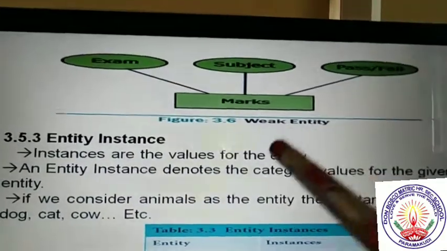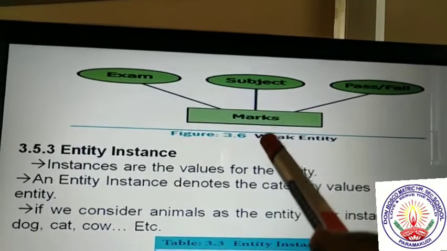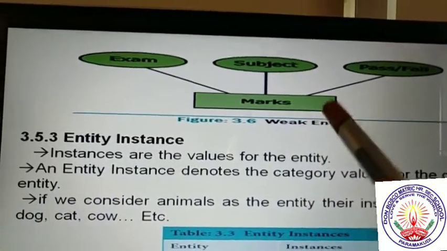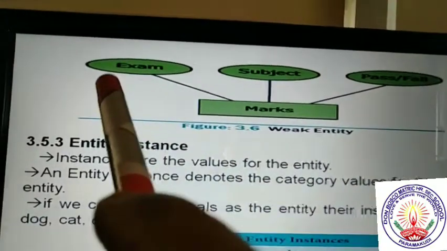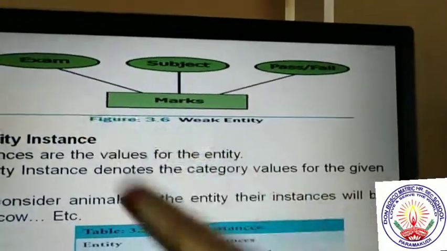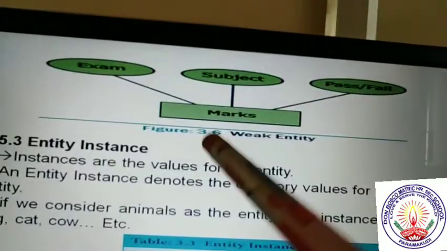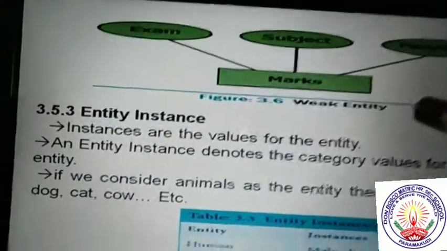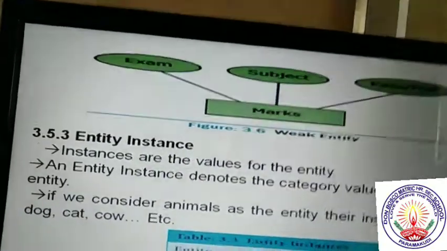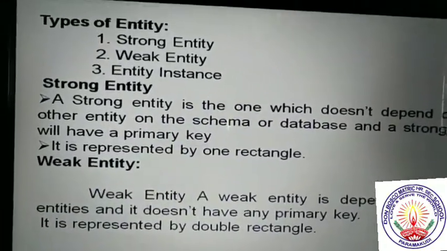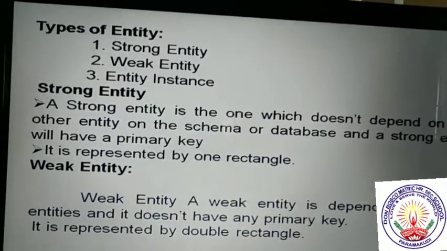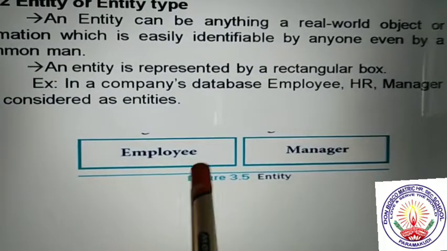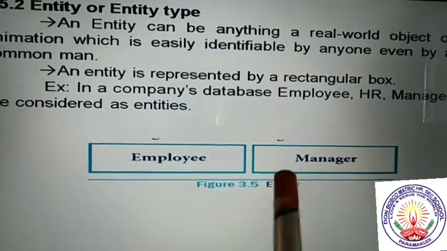So this is the example: the mark is one of the weak entity. The mark is dependent on exam, subject and pass or fail. So these are dependent in the marks. So this is the example for weak entity. And before that, you have to see strong, meaning just the basic person, so this is the employee or manager. This is represented by strong entity. Employee or manager is the strong entities.